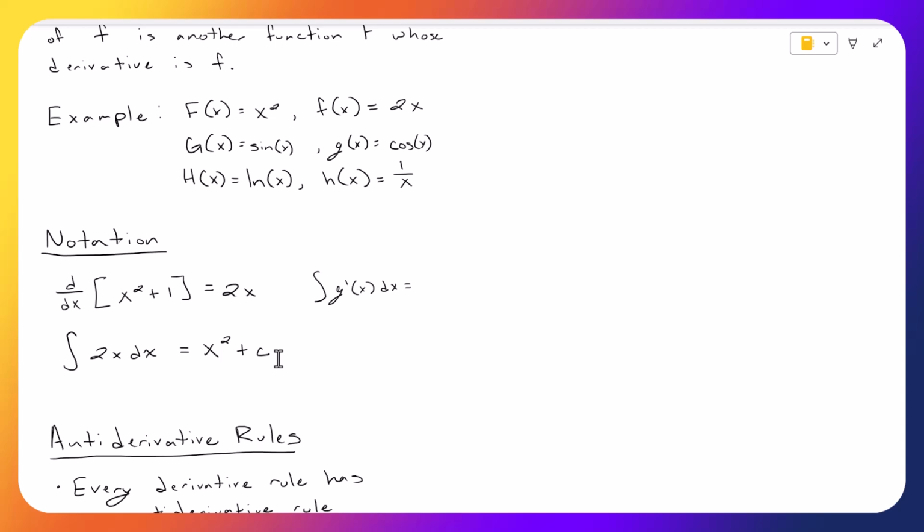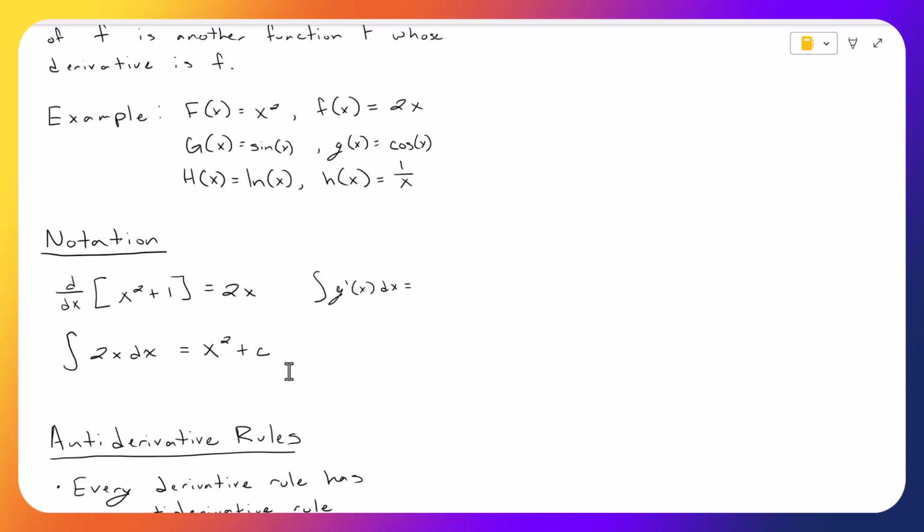And this opens up that a function can have a lot of antiderivatives. So up here in this example, I said the antiderivative of 2x is x squared. The antiderivative of 2x is x squared plus 1. The antiderivative of 2x is x squared minus 3,647. Anything that has an x squared plus a constant is an antiderivative. So just keep that in mind. This plus c, you need to write it. This constant of integration is important. If you forget it, you will lose points.